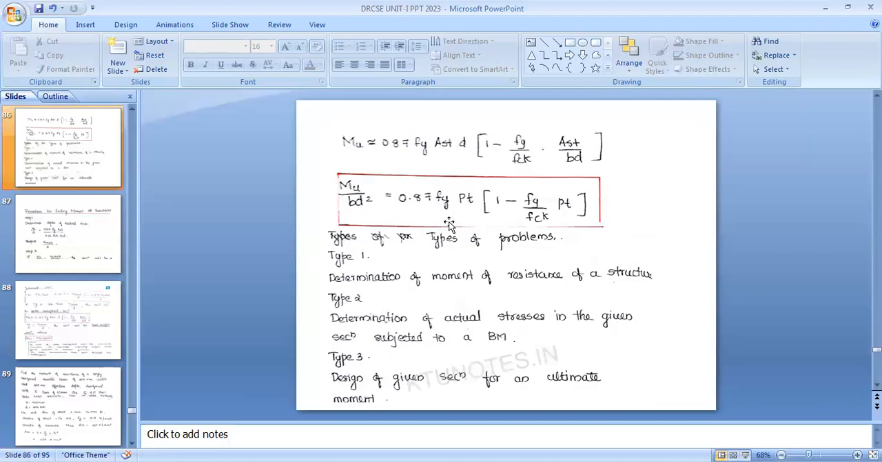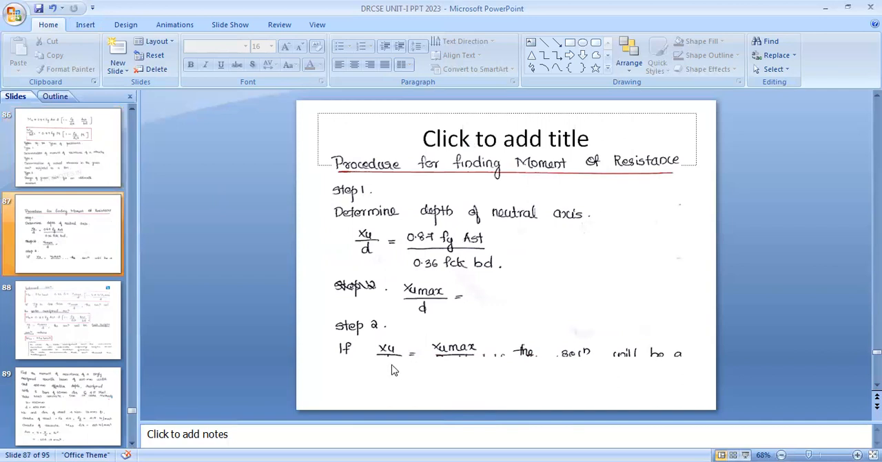Now we are going to look at the types of problems: definition of moment of resistance of the structure, and design of the given section. Procedure for finding moment of resistance: how this problem is solved from the data, how we are going to find out the moment of resistance. To determine the depth of the neutral axis, use the formula x by d, where x is the symbol of the neutral axis depth and d is the effective depth.